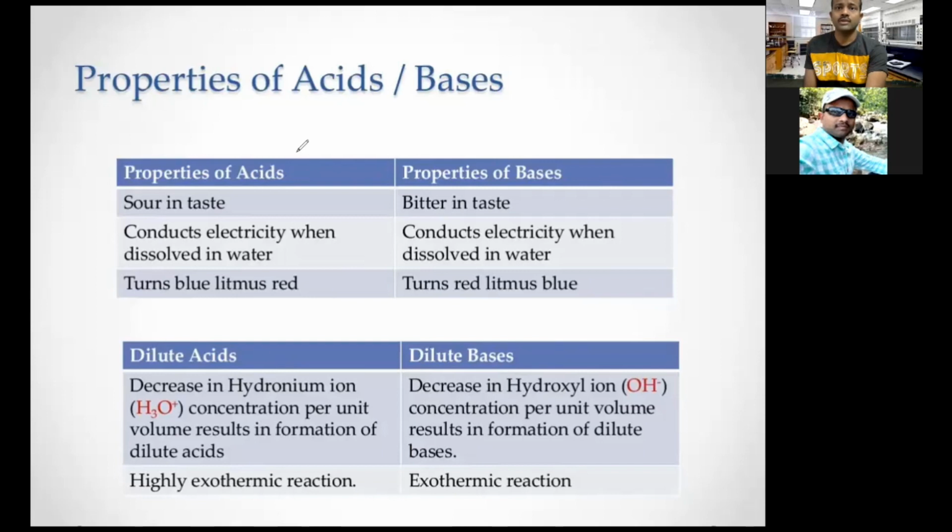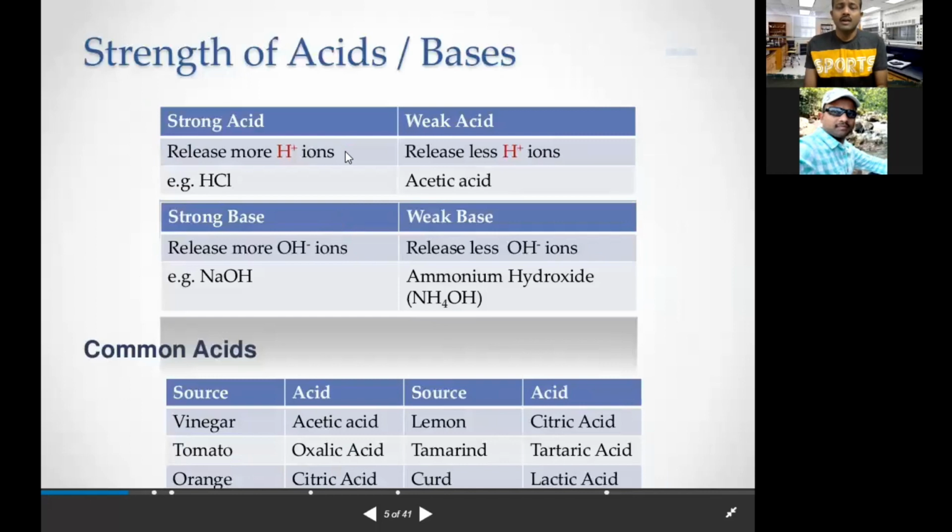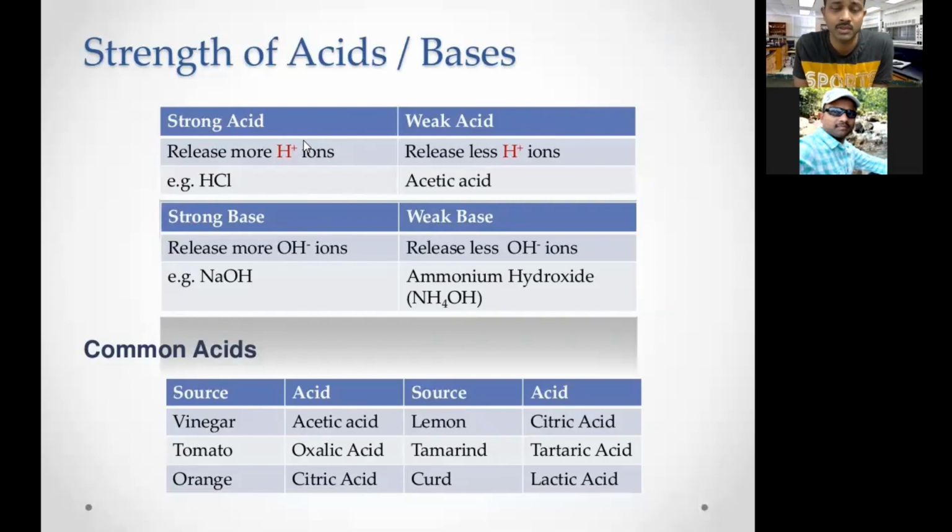Okay, now you see, which one do we call a strong acid and which one a strong base? The acid which gives more H plus ions in aqueous solution, like HCl, is a strong acid. Strong acid means when you dissolve it in water, 100% dissociation takes place, so that will give more H plus ions.